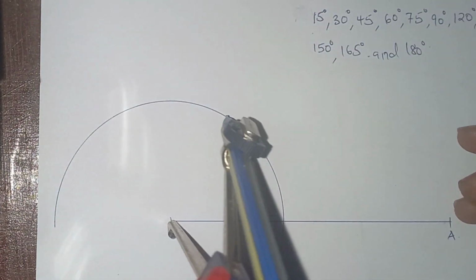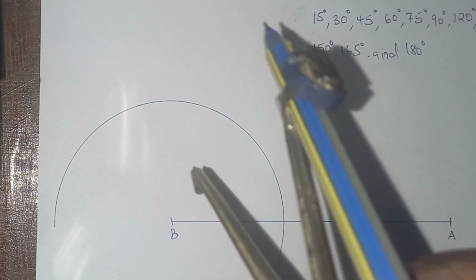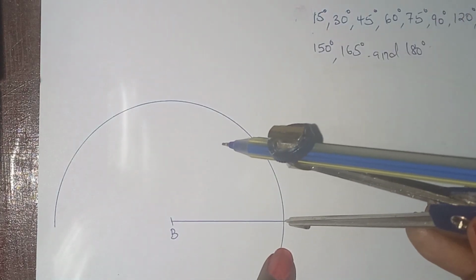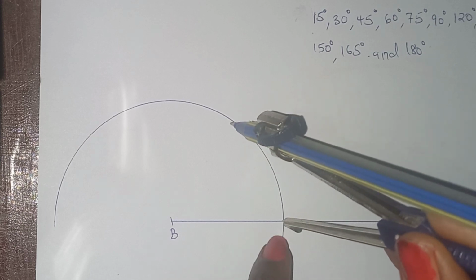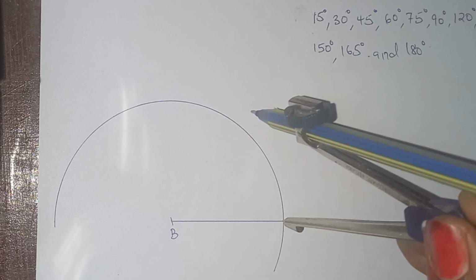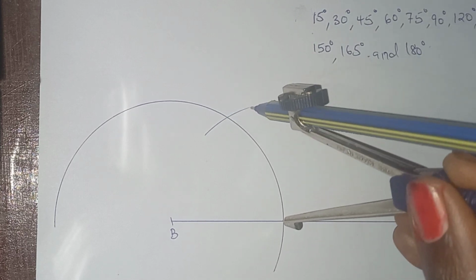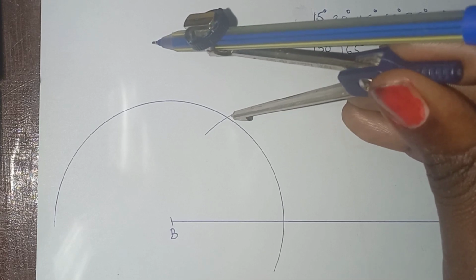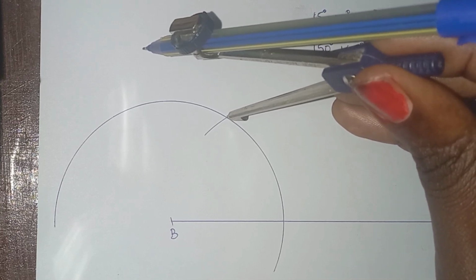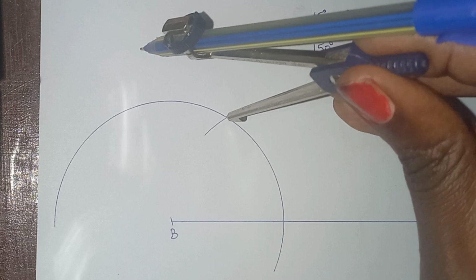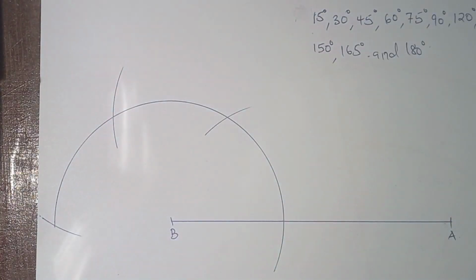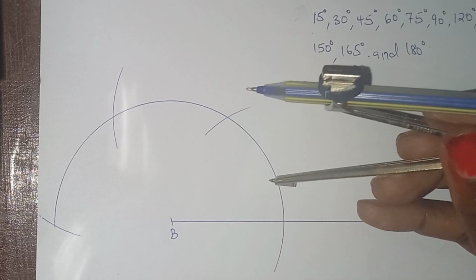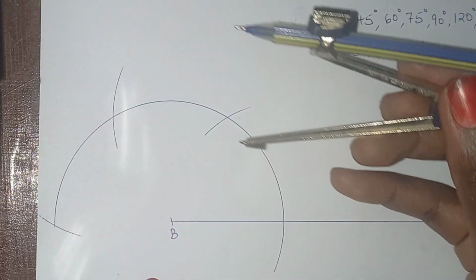When you draw a semicircle like that, without adjusting the compass, stand at this point where the line you are drawing has cut the line BA. At that point, make an arc. Then from there again, stand at that point, make an arc, and then at that point also make another arc. So you will have divided this semicircle into 3 equal parts.